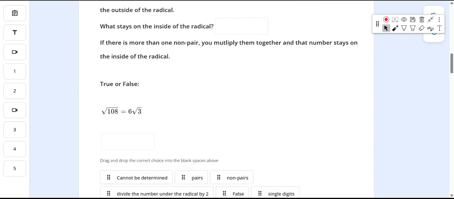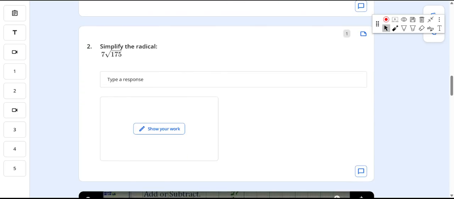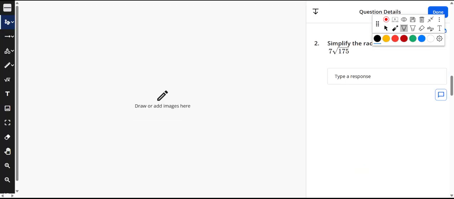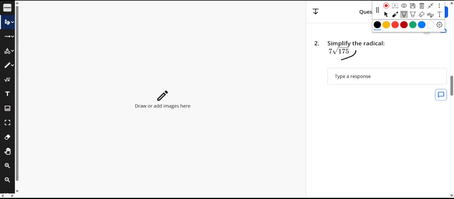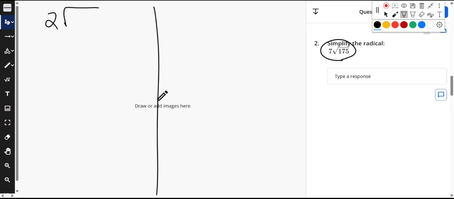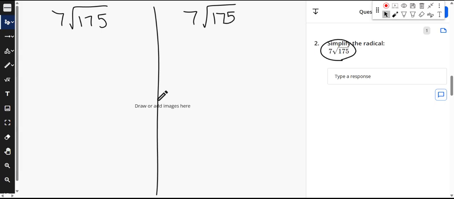So let's see. Number 2, let me hit the show your work button. We have to simplify the radical 7 times the square root of 175. I'm going to do it two different ways so that you could see both. The first way is known as the factor tree. But you do want to be careful. There's already a 7 outside, so keep that in mind. Let's do the factor tree.